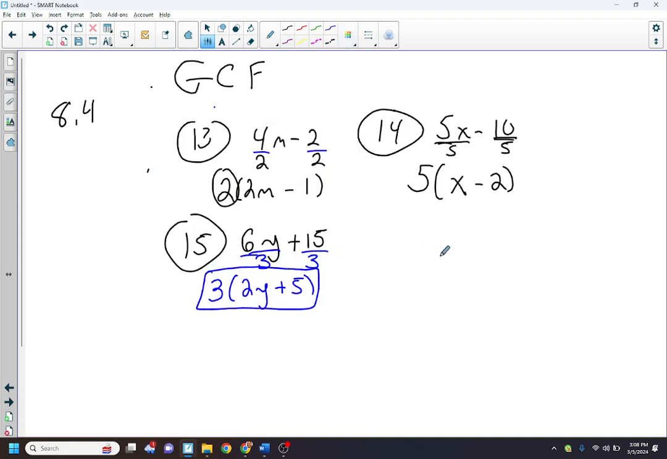So 6y divided by 3 is 2y, plus 5, because 15 divided by 3 is 5.